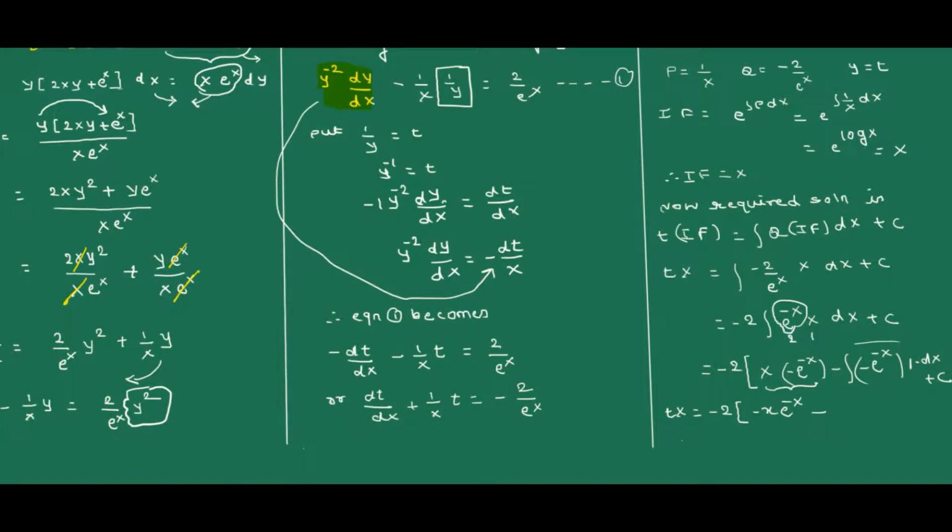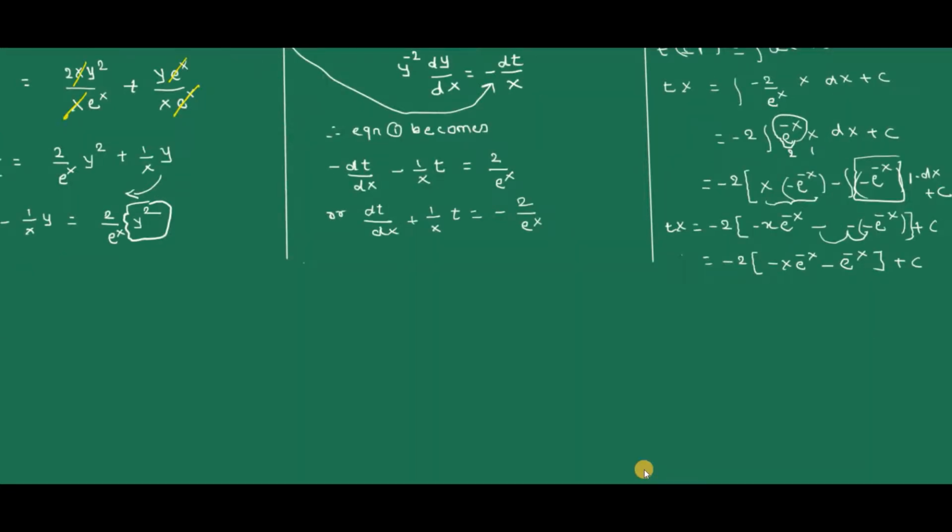What is the integration of this term? Here minus as it is. What is integration of e raised to minus x? Again minus e raised to minus x, and you will get plus c. And this minus into minus is equal to plus. So this is equal to minus 2 into bracket minus x e raised to minus x minus e raised to minus x plus c.